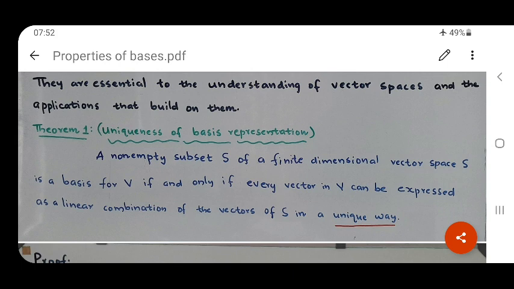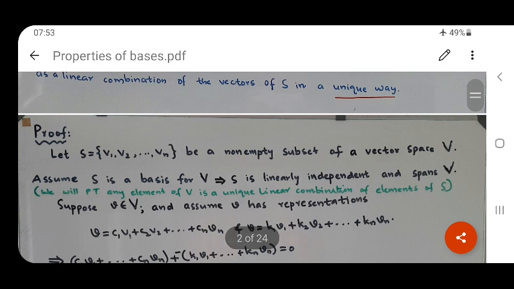the subset S is a basis if and only if any vector can be expressed as a linear combination in a unique way. So the spanning will be unique. So already we know that S is a basis if it is linearly independent and spans. So the theorem says that if it is a basis, then the representation will be unique. So the proof goes like this.